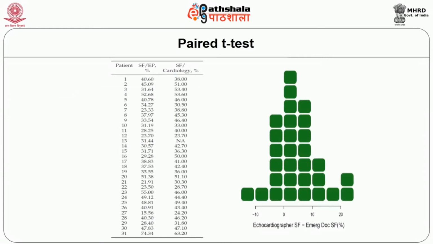And if you see in the slide, the data is given for 31 subjects of the two experts, and we take the difference of these two experts and put it in a graph, which is shown in the slide. It is almost looking like a normal curve using the histogram. Therefore, we can say that the difference of data is following normality, and we can go ahead with the paired t-test.